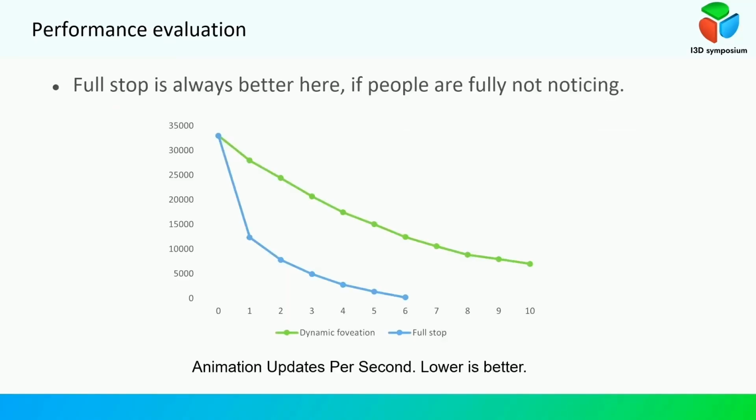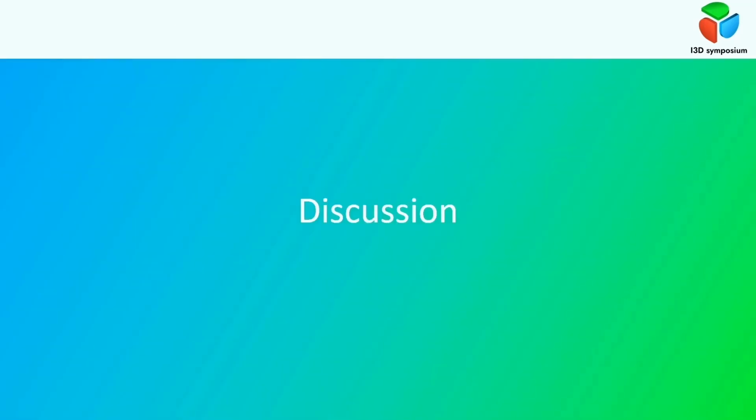Now, in terms of performance, we've been looking at how many animation updates per second are happening, and we see that full stop generally performs better in the first 2 stages than dynamic does at the very highest foveation stage. So generally, we believe that if full stop gets away scot-free, then we should be using that because it leads to better performance. So let's discuss the results.